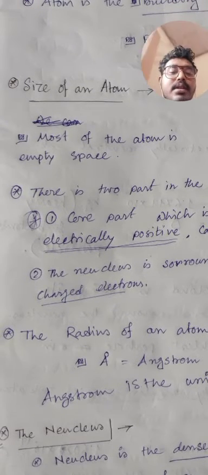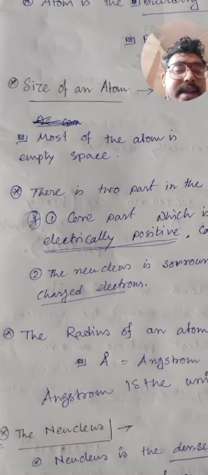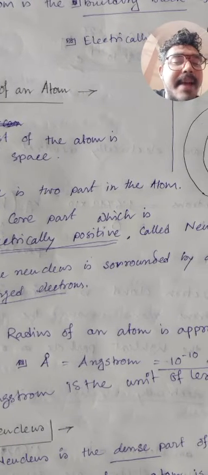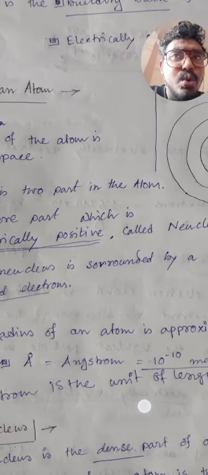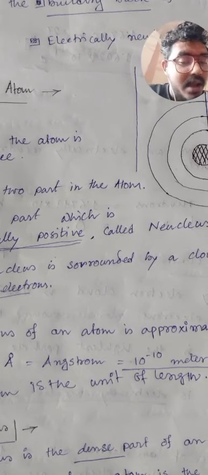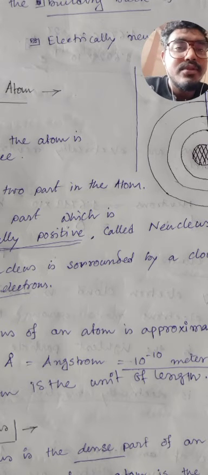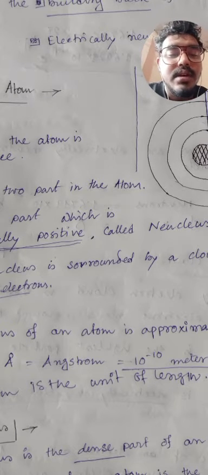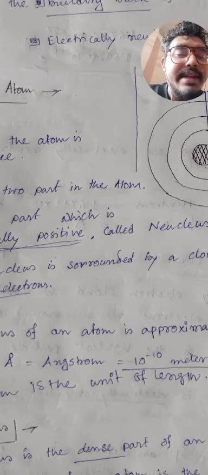Now, what is the radius of an atom? The atom radius is approximately 2 to 10 Angstrom. And what is an Angstrom? Angstrom is a unit of length, and 1 Angstrom means 10 to the power minus 10 meter.